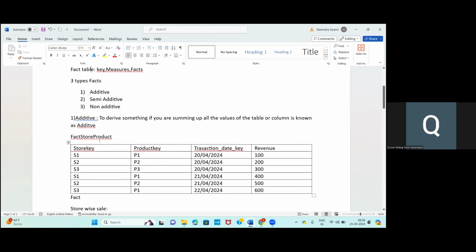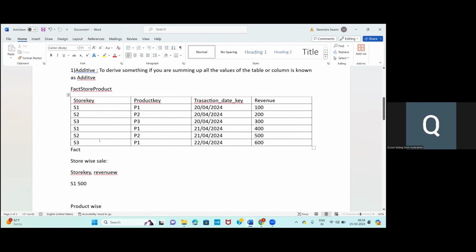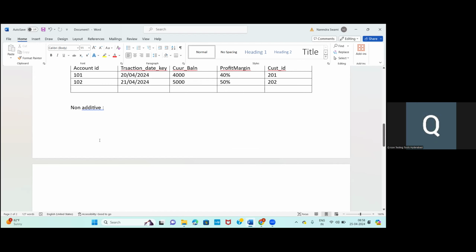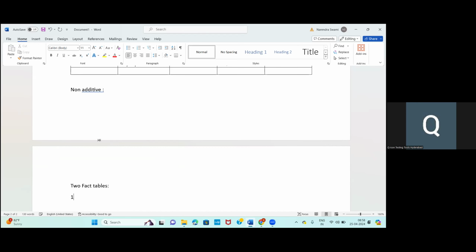This is what additive, semi-additive and non-additive are. Based on this additive, semi-additive, non-additive, we will have two types of fact tables. One is cumulative fact, and one is snapshot.